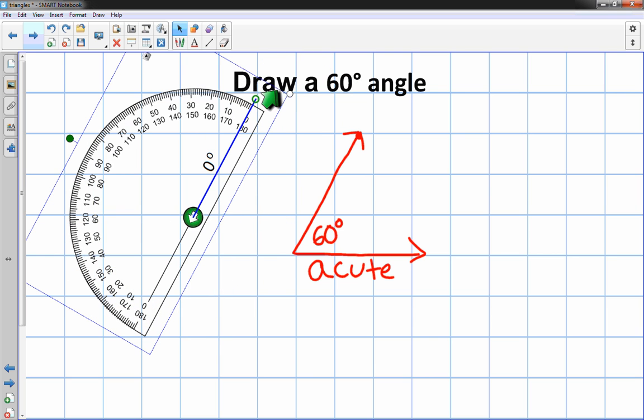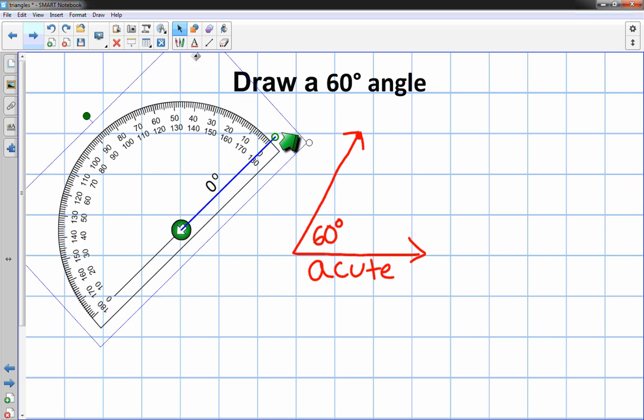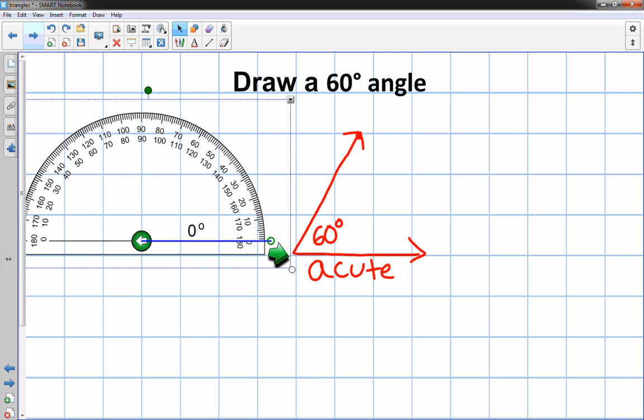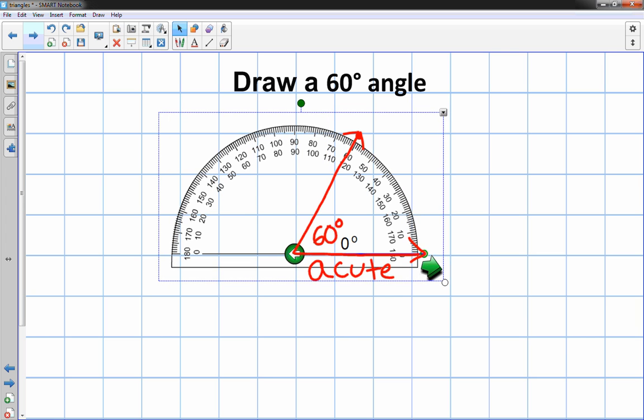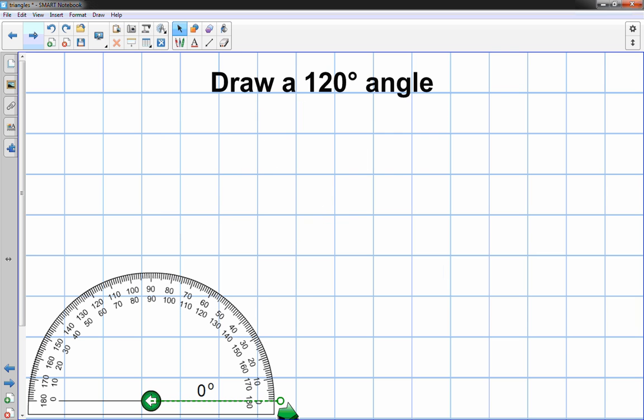Pull this away, you can see it. It doesn't hurt to double check. So I could move my protractor, put it back over there. Don't forget to line up that bullseye in there, right on the edge, and it's 60 degrees. All right, moving on. Let's draw a 120-degree angle.